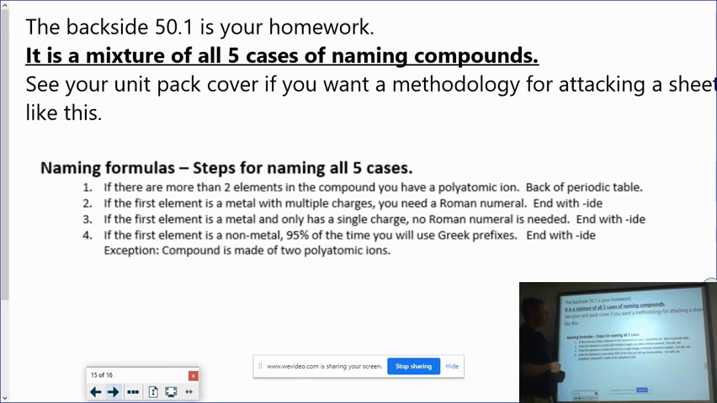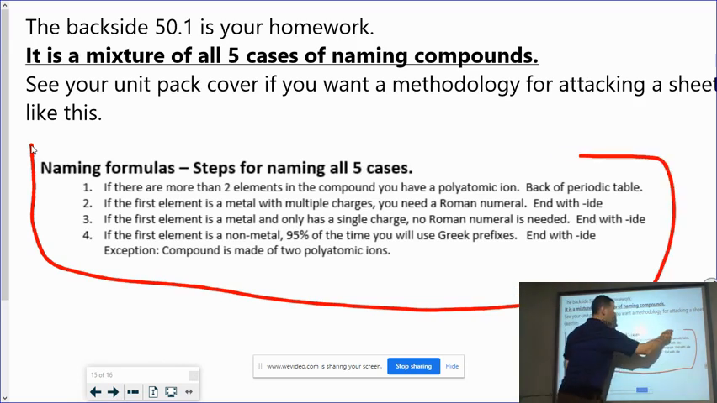So 50.1 is your homework. It's a mixture of all 5 cases that we have discussed so far. So the first thing you need to do is look at the information and try to figure out what case it actually is. So on your cover, we have this information, and I'll show you that on the next slide.